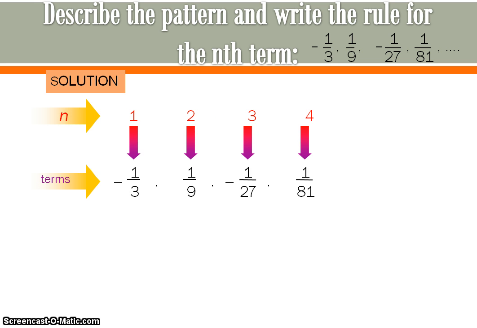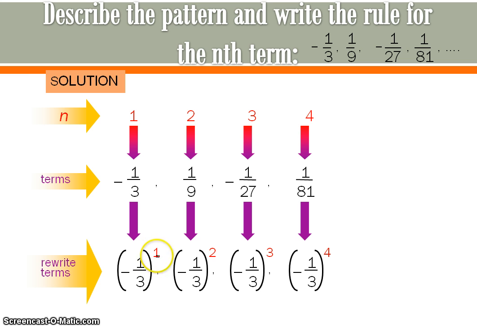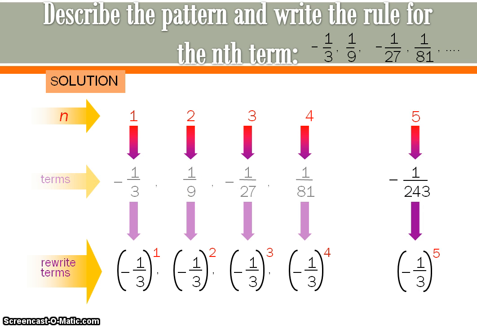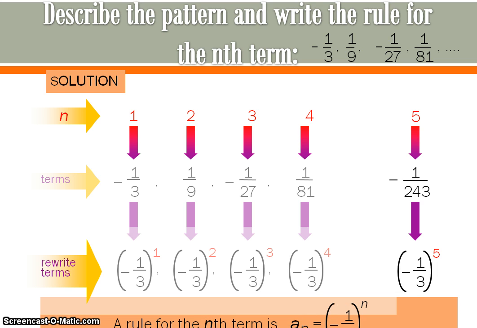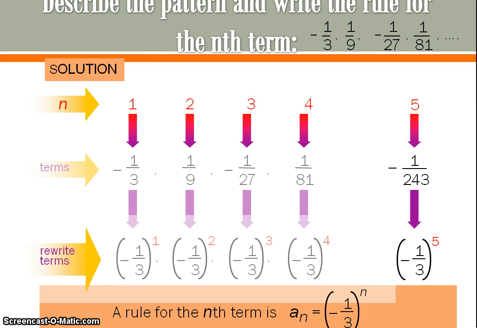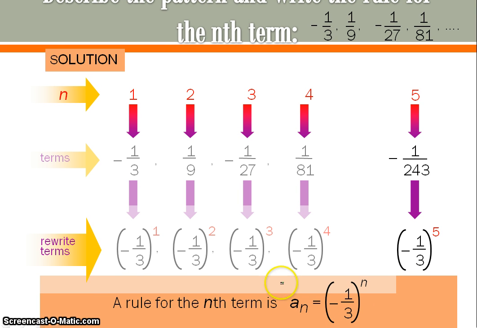For our inputs, our n's, 1, 2, 3, 4, first, second, third, fourth terms, we list them out. Can we write them all to some power? Well, we can. This is minus 1/3 to the first power, minus 1/3 squared, minus 1/3 cubed, minus 1/3 to the 4th, because remember, an even exponent on a negative comes out positive. We can find the next term, which would be minus 1/3 to the 5th, and in general, we can write the nth term rule for this, which is a sub n equals negative 1/3 to the nth power.